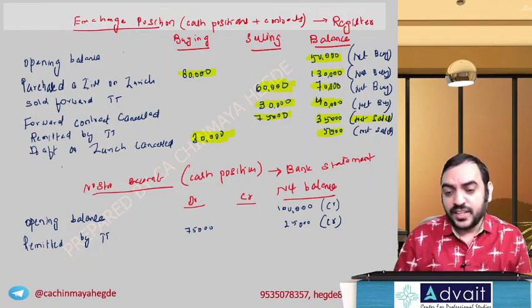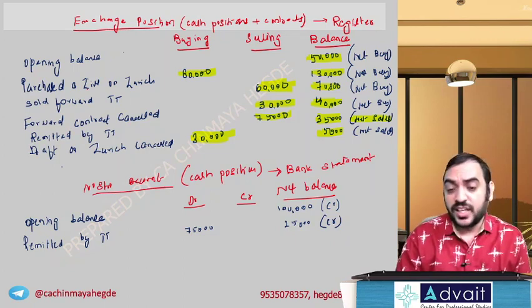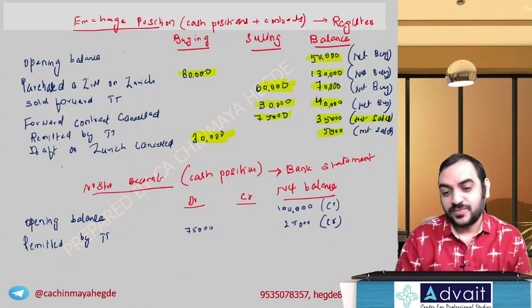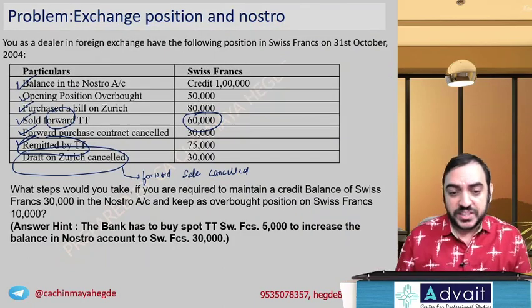When the forward TT is sold, won't there be margin cash flow? No, margin will come in futures, not in forwards. Margins are there only in futures. Okay, fine. So these are the transactions, and we have given the effect. I hope your doubts are clarified.